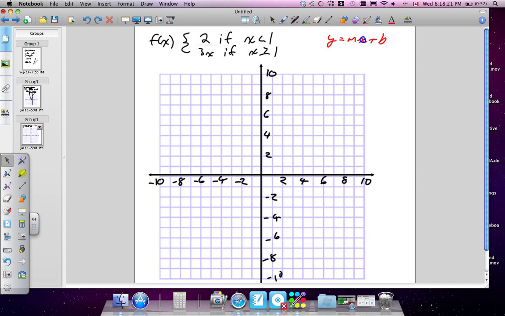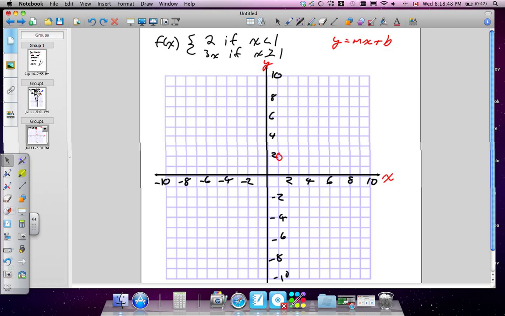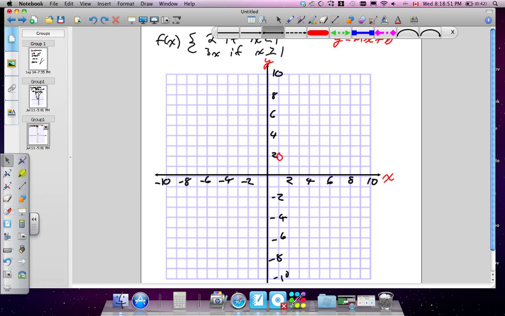So what that means is, before 1, let's get our line here for the number 1, so I'll do it in red. So this is x, and this is y. When x is less than 1, so that's technically right here, I'm going to put a 0 there because it's not equal to 1. When x is less than 1, they've just given us the number 2. So what they're saying is it's always going to be 2. So when x is negative 2, y will be 2. When x is negative 6, y will be 2. When x is negative 10, y will be 2.